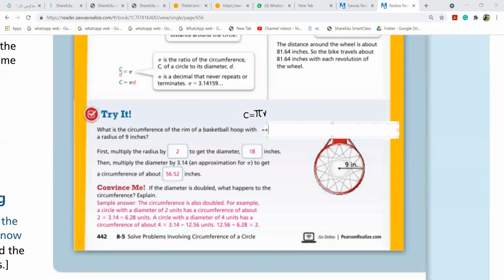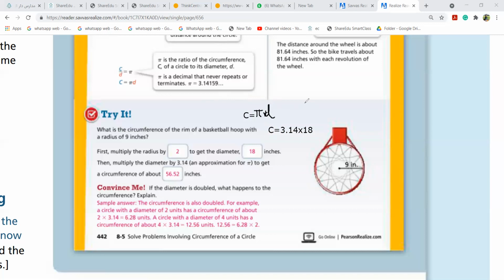Right next to your question. C equals pi, which is 3.14, times r. No, it's pi d. It's not pi r, it's pi d, girls. This is pi d, not pi r.